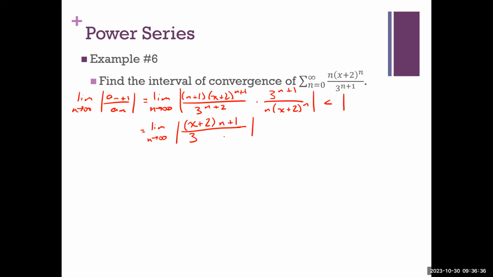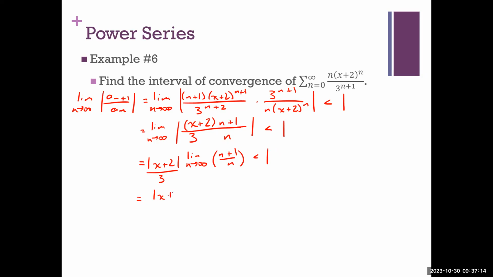And there's still an n here, right? Okay, that's good. So I'm going to pull out the x plus 2. I'm just going to deal with the things that have an n in them. Why don't I pull out the third as well? So the limit I have is n plus 1 over n. What is that limit? It should be identical to 1.